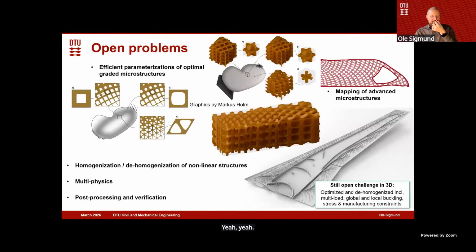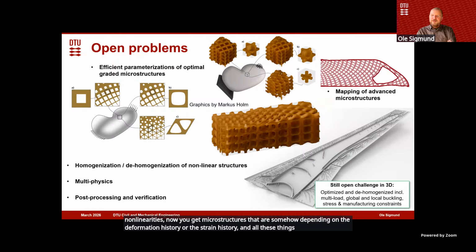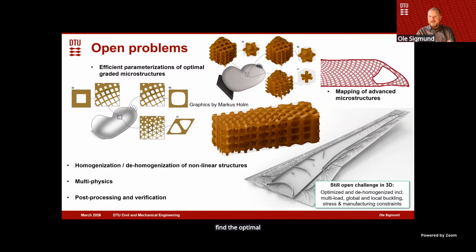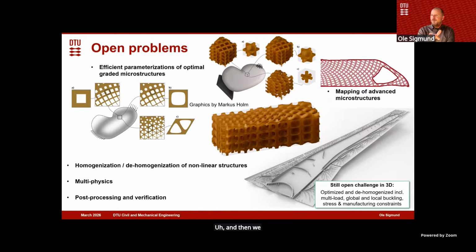Yeah. So I already touched a little bit on it. Obviously with nonlinearities, you get microstructures that depend on the deformation history or the strain history. So it actually becomes harder to find the optimal microstructures. If we have linear elasticity, we know it depends on the principal stress directions and the magnitudes, and then it's given. We can pre-compute either by a database or by the analytical rank materials.